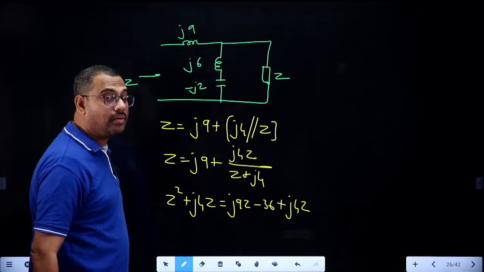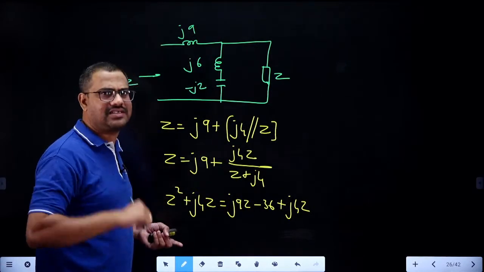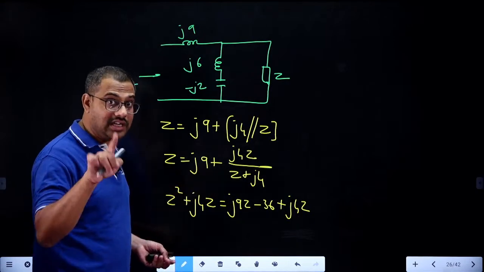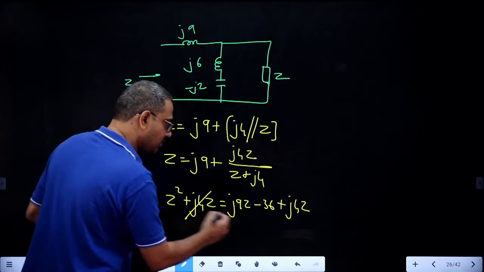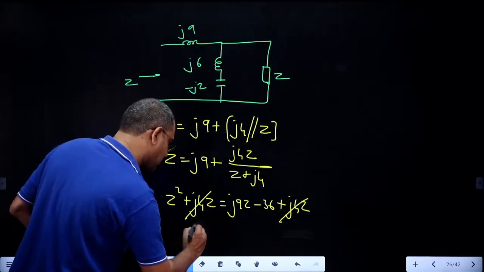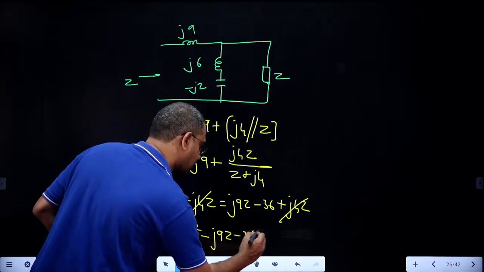Because J square is how much? J is 1 angle 90. J square is 1 angle 180. 1 angle 180 is minus 1, and 9 fours are 36. That is the J operator. Don't say it is root minus 1. That is not the meaning. Chalo, now if I remove this, then I will write Z square minus J9Z minus 36 is 0.